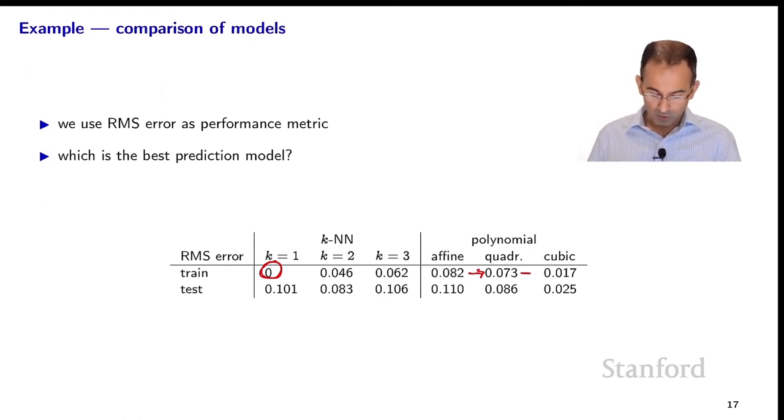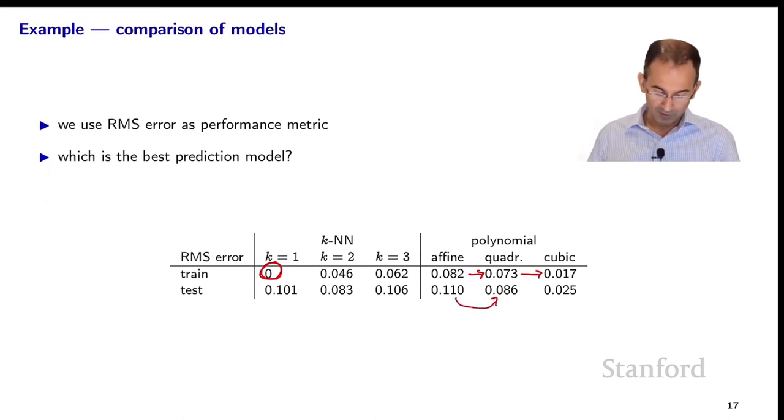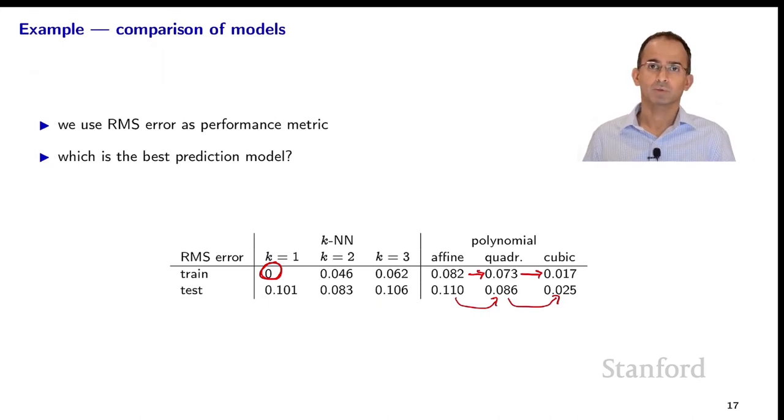And the same when we go from quadratic to cubic. Every quadratic predictor is a cubic predictor. And so the best cubic predictor must do at least as well as the best quadratic predictor. And so the training error has to decrease as we go from affine to quadratic to cubic. Those statements aren't true for the test data. We do see that as we go from affine to quadratic to cubic, the performance on the test data does get better. But there's no guarantee that that would happen. It doesn't have to happen.